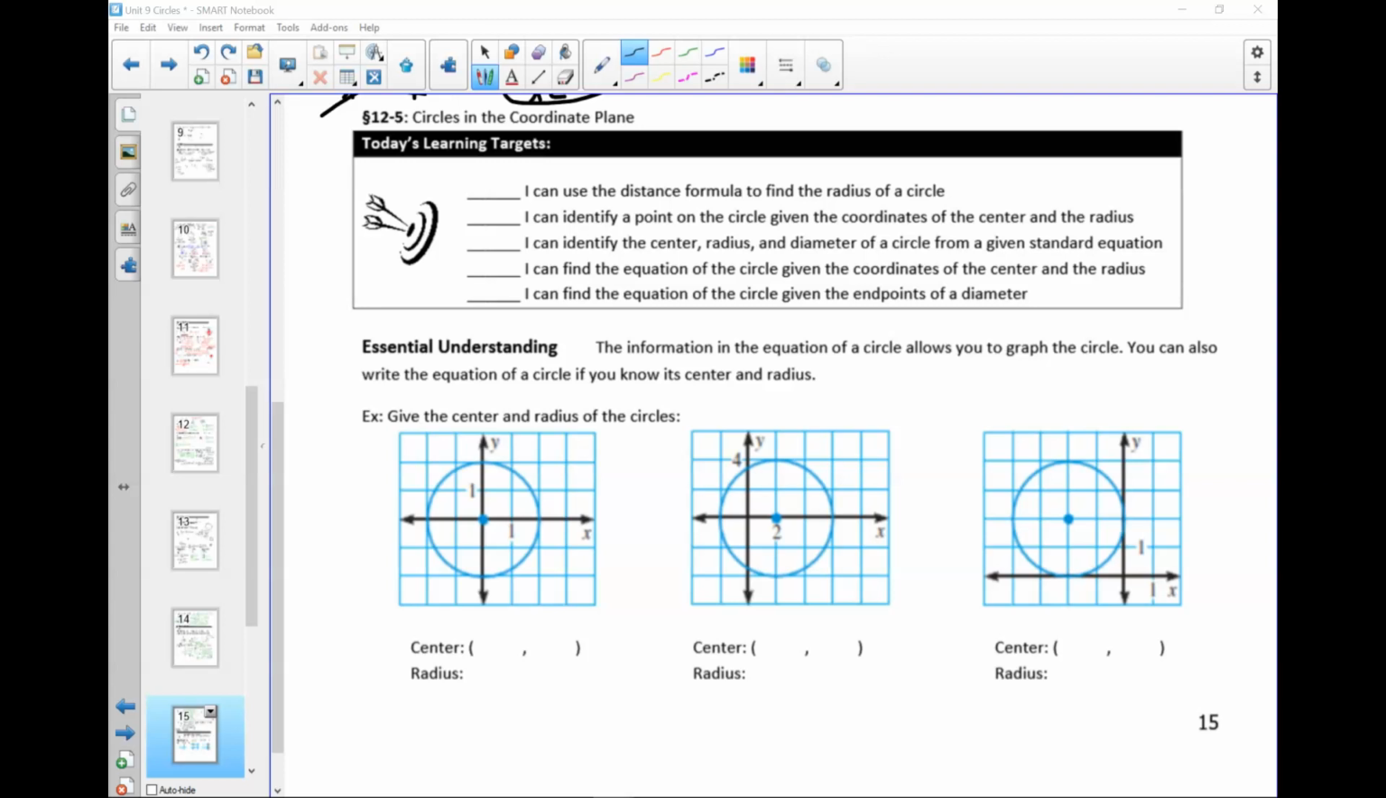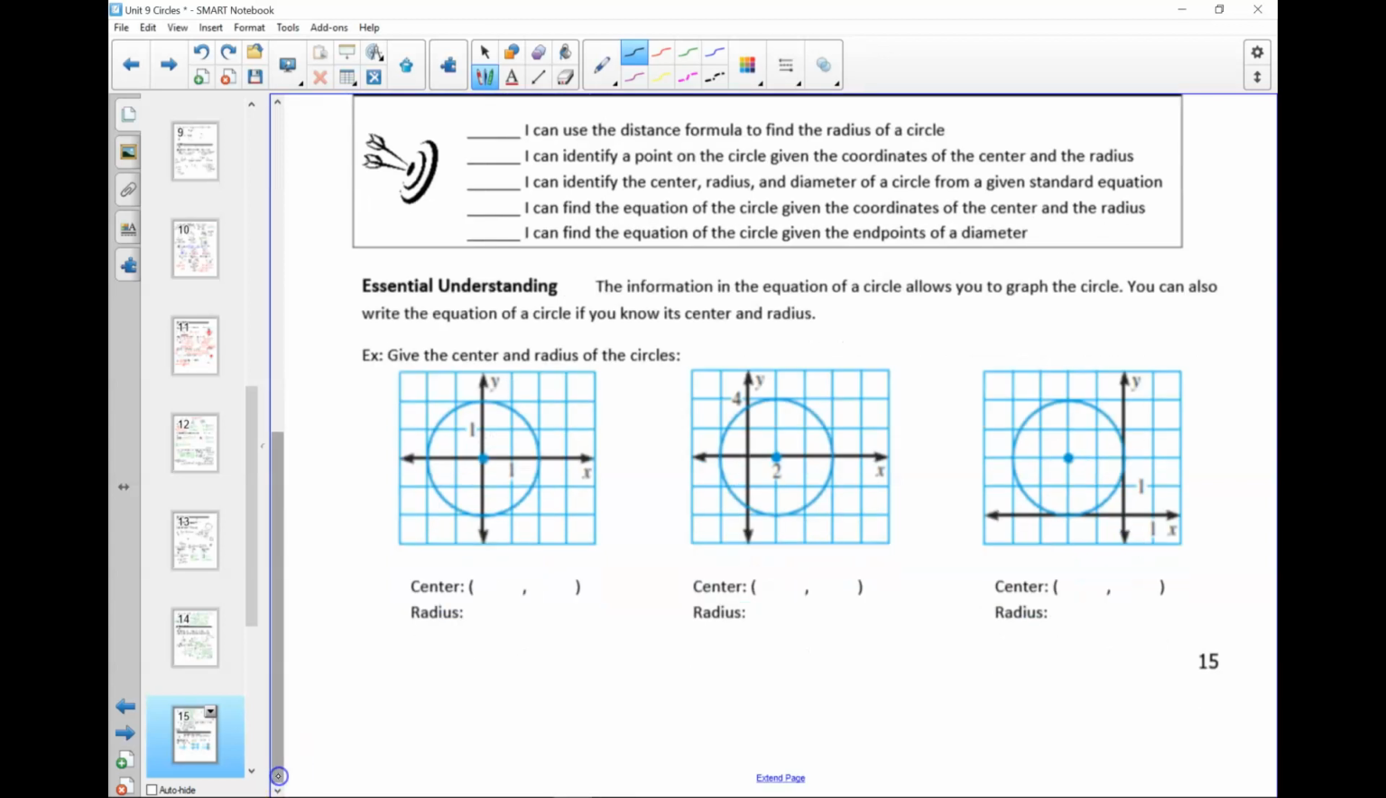The information in the equation of a circle allows you to graph the circle. You can also write the equation of a circle if you know its center and radius. This is going to be one of those sections that lead into future things as we talk about Algebra 2 going forward. So if we look at the circle in the first example, we see that the center is at the ordered pair (0, 0), and the radius is 2.